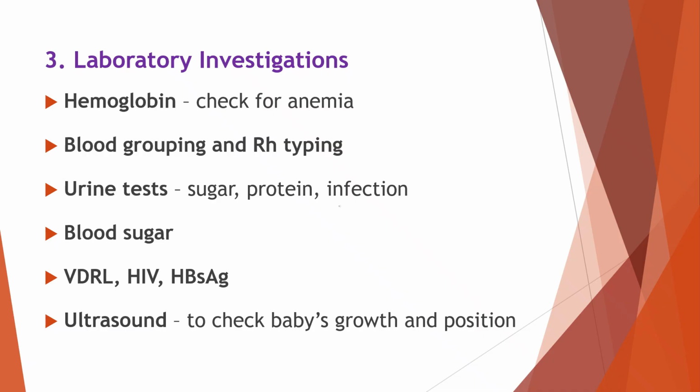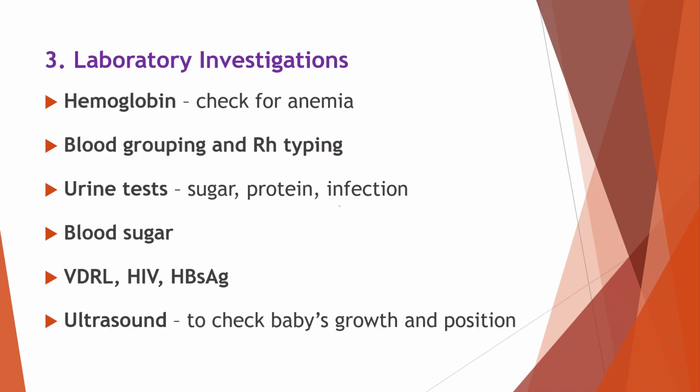Blood sugar test. This helps to detect diabetes during pregnancy, which can affect both the mother and the baby if not controlled. VDRL, HIV, and HBsAg tests. These are screening tests for infections like syphilis, HIV, and hepatitis B. Detecting these early helps prevent the infection from spreading to the baby.